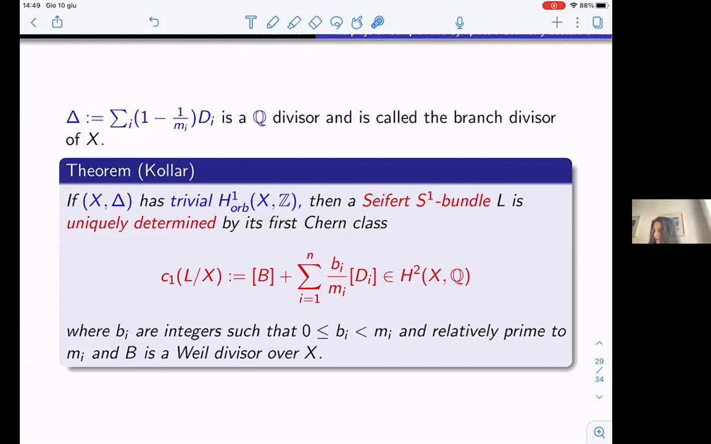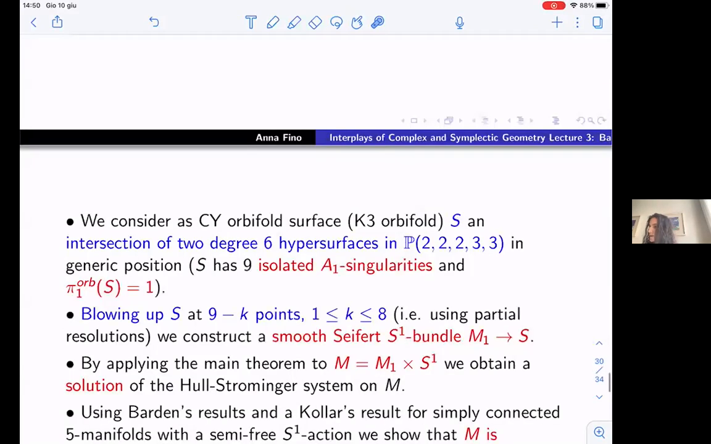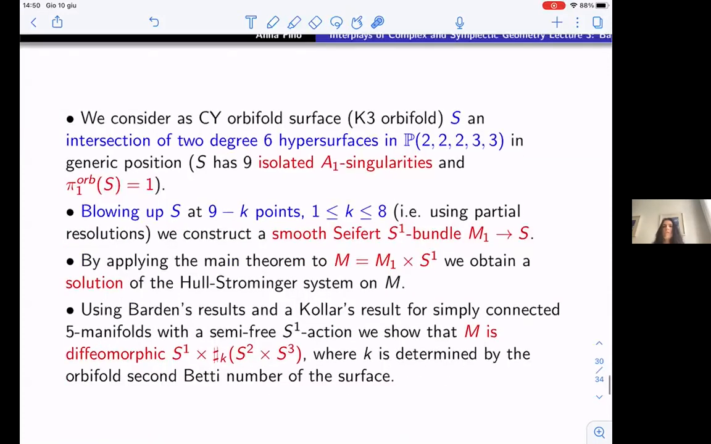and then your Seifert bundle is determined. And what we did essentially in our construction is to choose carefully a rational divisor, or a pair of rational divisors. And then I will finish; can I go over two or three minutes? Is that okay? Yes, sure.